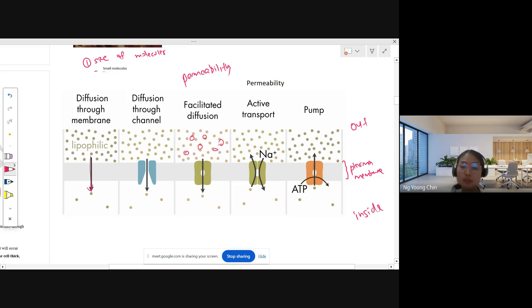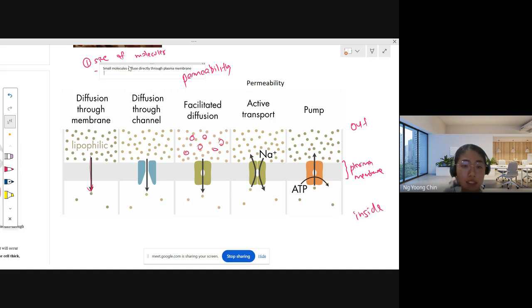They are very, very large. When the particle size is too large, they are unable to just squeeze through the phospholipid barrier, so they require the assistance of the carrier protein. Carrier proteins help to transport molecules that are larger in size through the plasma membrane. This is what we call a small molecule: a small molecule is able to diffuse directly through the plasma membrane.